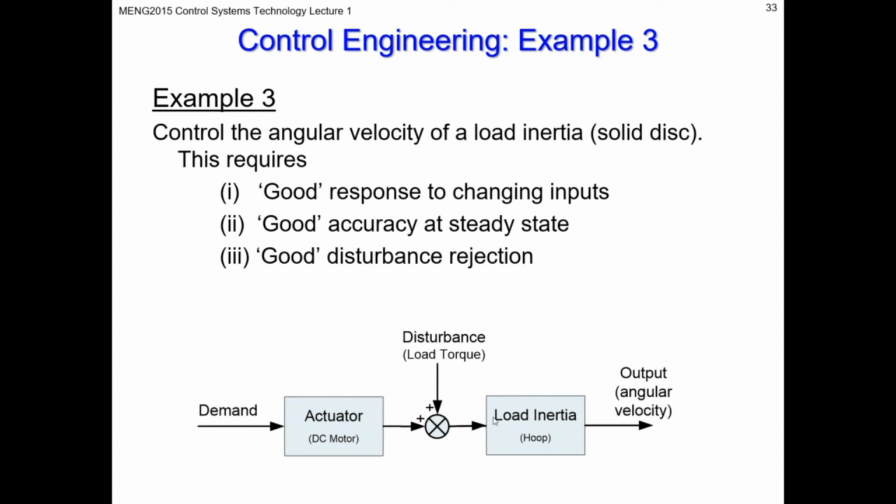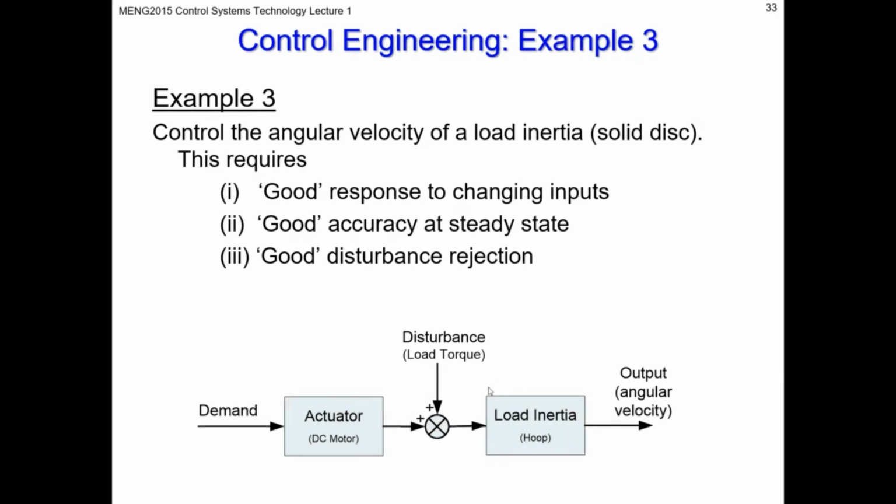And this disturbance could be a load torque. As the DC motor applies a given torque to the load inertia, torque is like rotational force, and as you apply torque, you're going to create rotational acceleration. But then there's also a disturbance acting on this. It could be positive or negative, so it's represented as a positive here. If it's a disturbance which increases the load or reduces the torque, then the disturbance itself will be a negative.